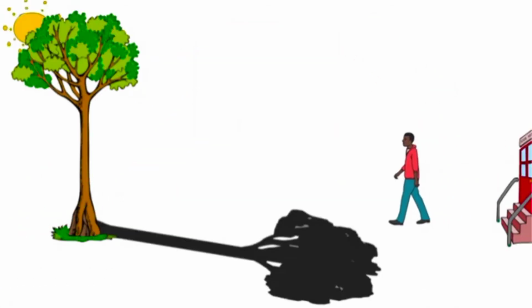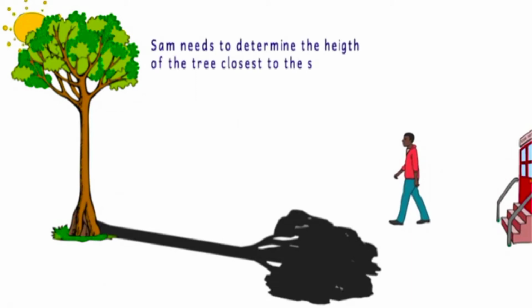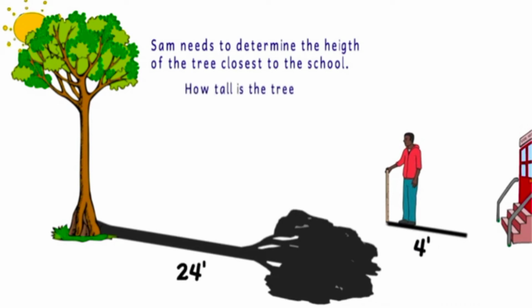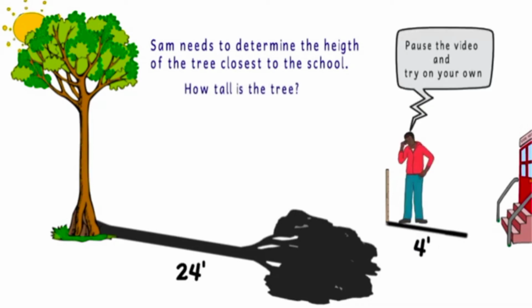Now, let's see if we can help out Sam. Sam needs to determine the height of the tree closest to the school. When he stood his yardstick perpendicular to the ground, he found that the shadow was 4 feet long. Then he measured the length of the tree's shadow, and it was 24 feet long. How tall is the tree? Pause the video while you try and figure out the height on your own. Then unpause the video and check your answer.